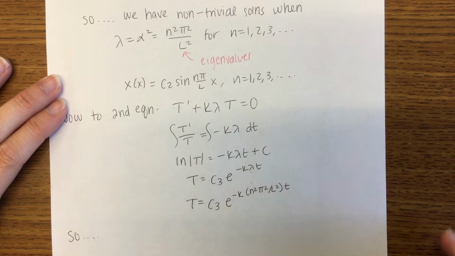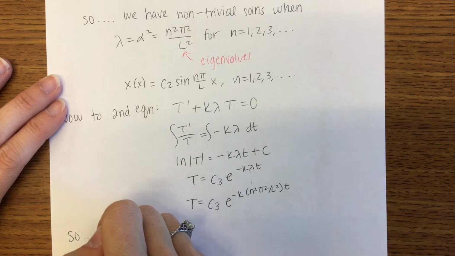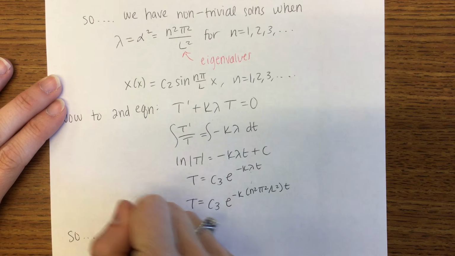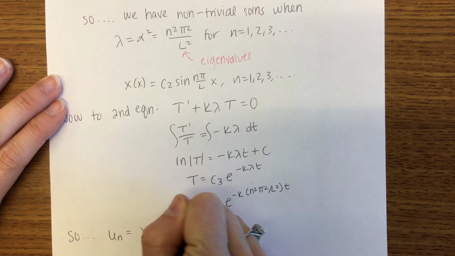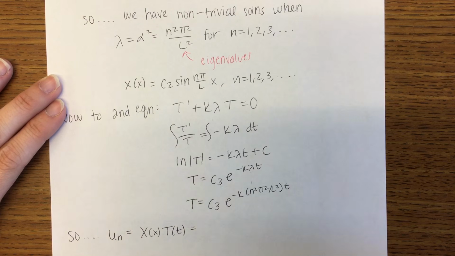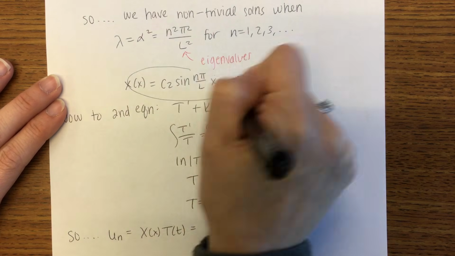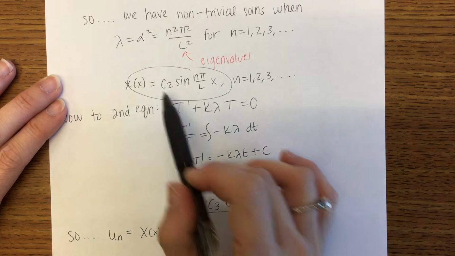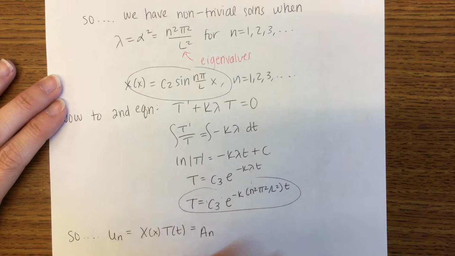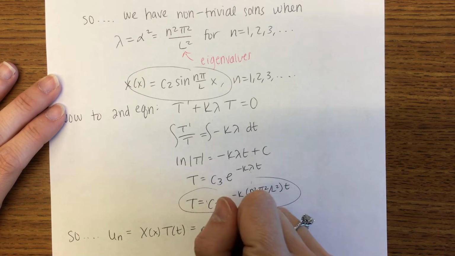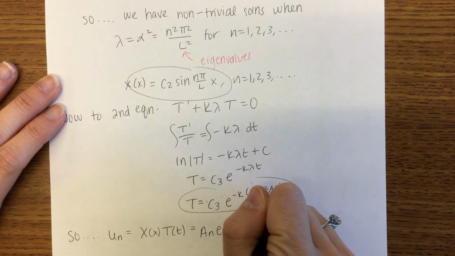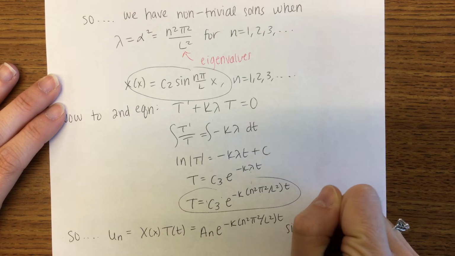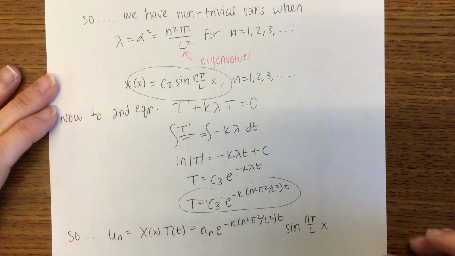So here's where we are now. U of n, because u is going to be based on what n is, which was big X times big T, is going to be that function multiplied by that one. Multiplying those two together, I'm going to call that a of n. And then we have e to the negative k n squared pi squared over L squared t sine of n pi over L x.